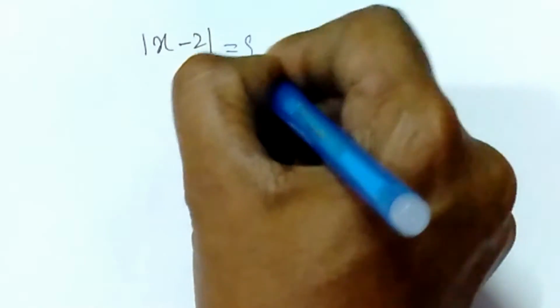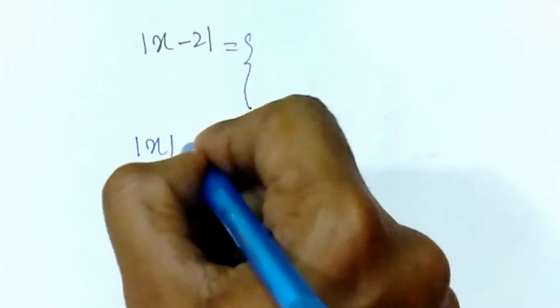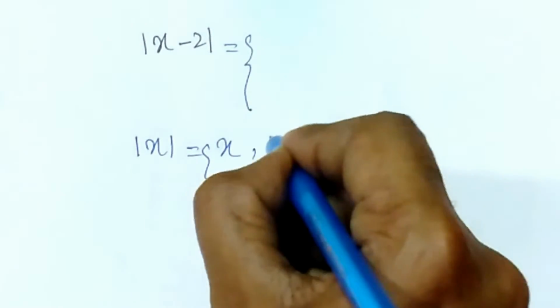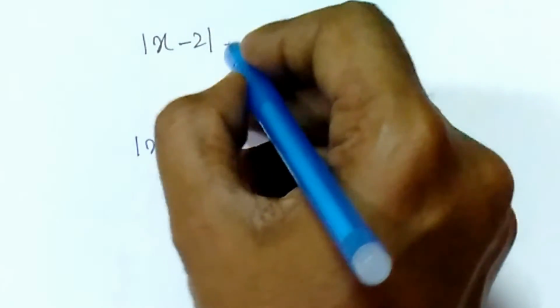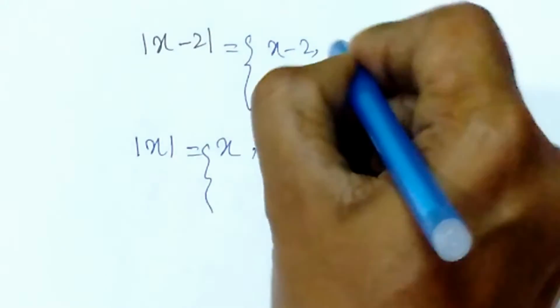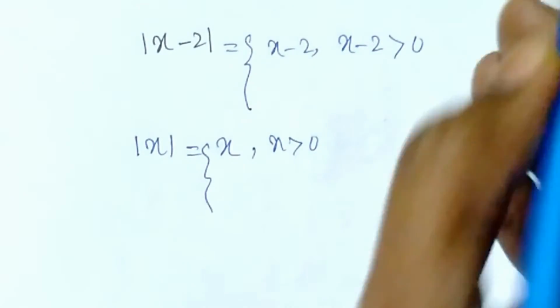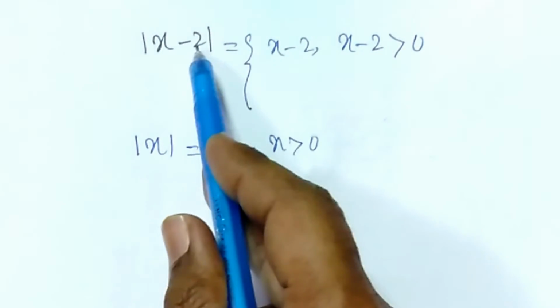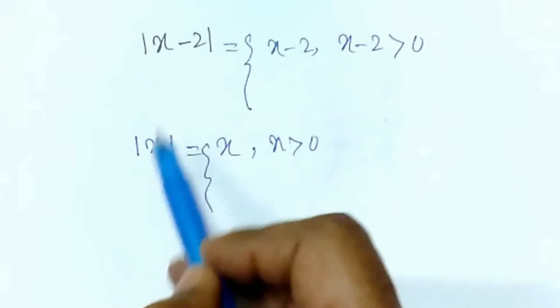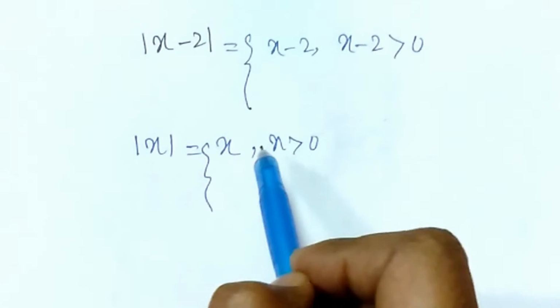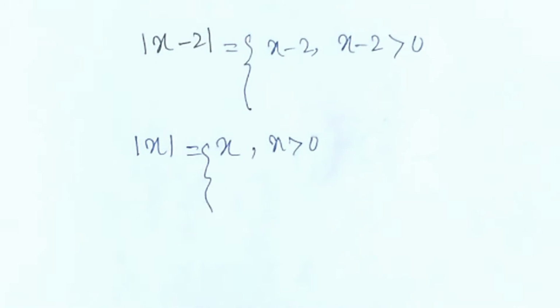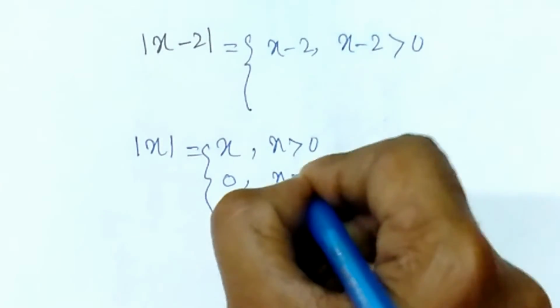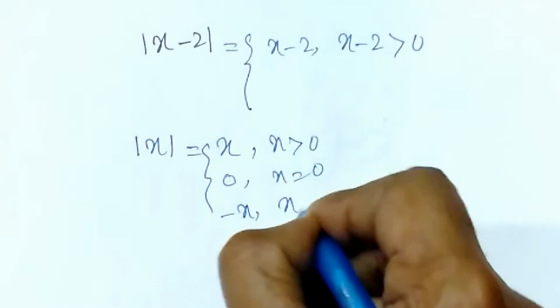How? Suppose there is mod of x minus 2. What will be the value of mod of x minus 2? What is the definition of mod x? Mod x is equal to x for x greater than 0. So mod of x minus 2 will be x minus 2 for x minus 2 greater than 0. Just replace x by x minus 2. We have to replace x in the definition of mod x by x minus 2. So this is 0 for x equals to 0 and negative x for x negative.